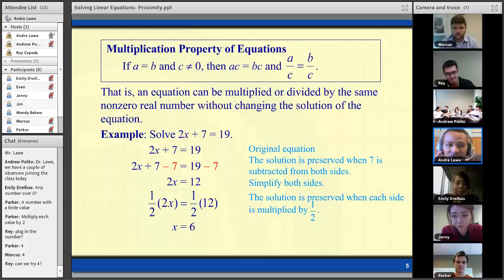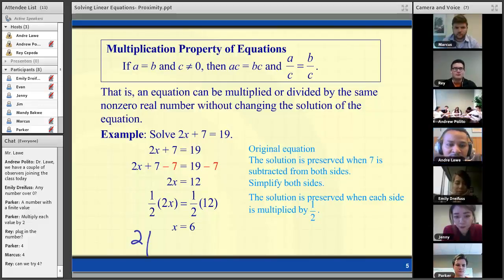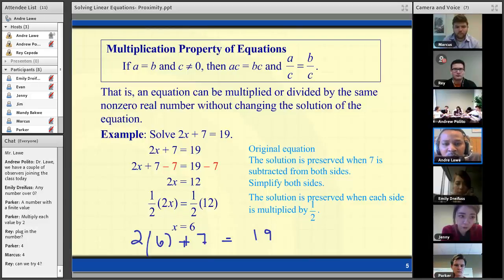Now if we wanted to check our solution, always do a quick check. We're going to substitute 6 into the original equation, replacing the variable x, and see if there is equivalence. So 2 times 6 is 12. 12 plus 7 is 19.